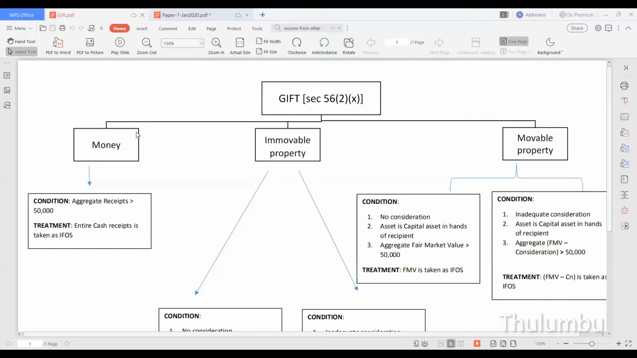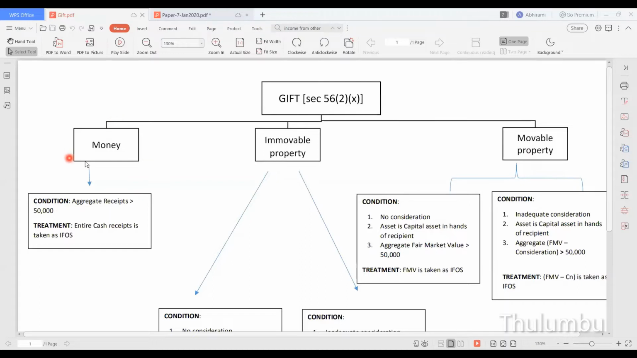One is gift received in money. For example, on your birthday, your friends give you cash. That is gift received in money, cash. Next is immovable property, which is land and building. If you have received either land or building as a gift, it is called gift of immovable property. Next is movable property. For example, someone gives a watch or a gold chain. These are movable property. Let us see them one by one.